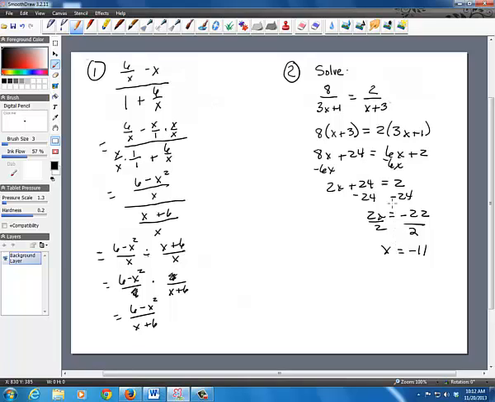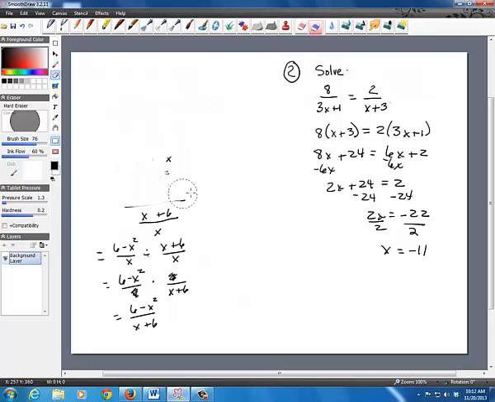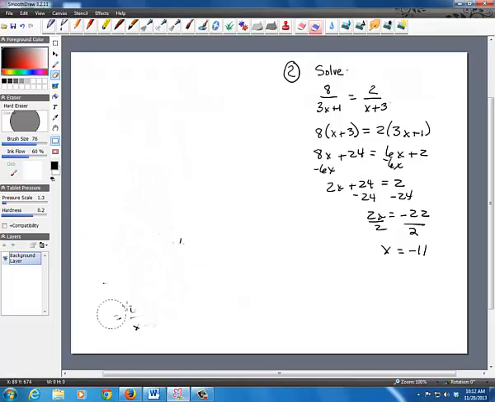Okay, I'm going to erase and put problems 3 and 4 up. I think it's kind of cool how this thing erases. It's a really large eraser.